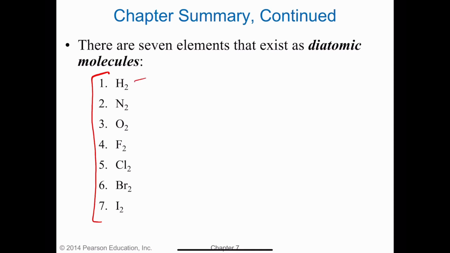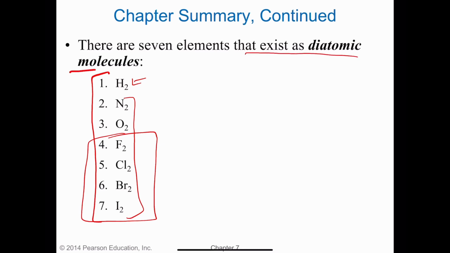H2 is on the left side of the table and these are on the right side, and remember these are our halogens. But you need to remember that these 7 elements, when they exist in nature in neutral compounds, exist as diatomic molecules. To contrast that, the noble gases, like helium, neon, argon, when they exist in nature as neutral atoms, are just monatomic, single atoms. These exist as diatomic molecules, so make sure you memorize those.